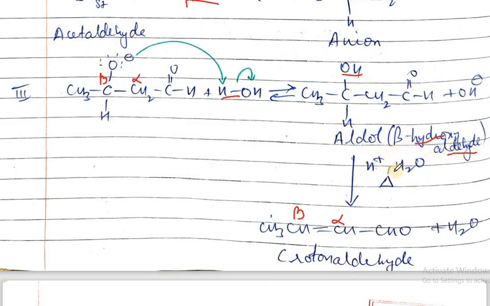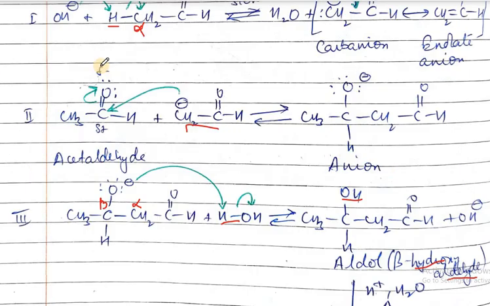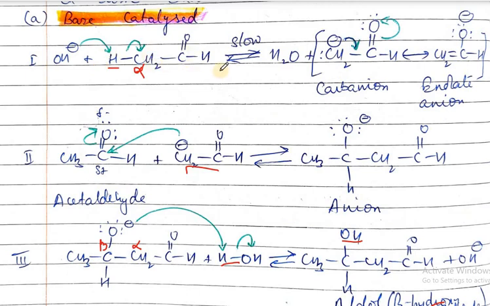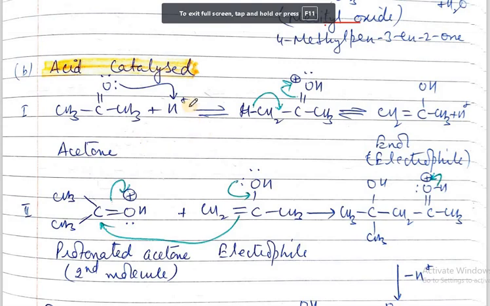Then this upon heating gives the alpha beta unsaturated aldehyde. So in this particular mechanism we have taken acetaldehyde. The acetaldehyde is taken as the first molecule and the second molecule, and it gives the product, that is, aldol, and the IUPAC name can be written. It has 4 carbons, so on the third carbon the OH group is present, so it is 3-hydroxybutanal.